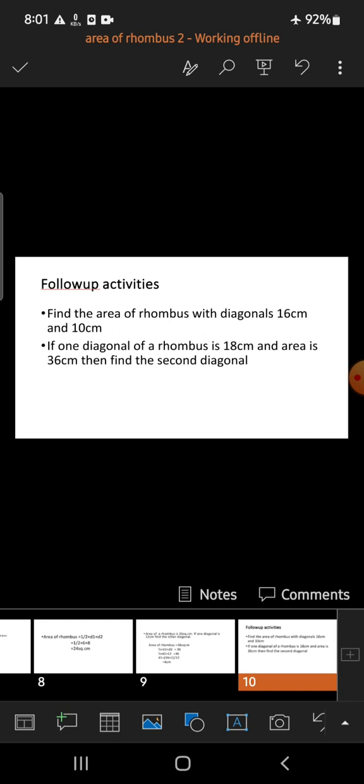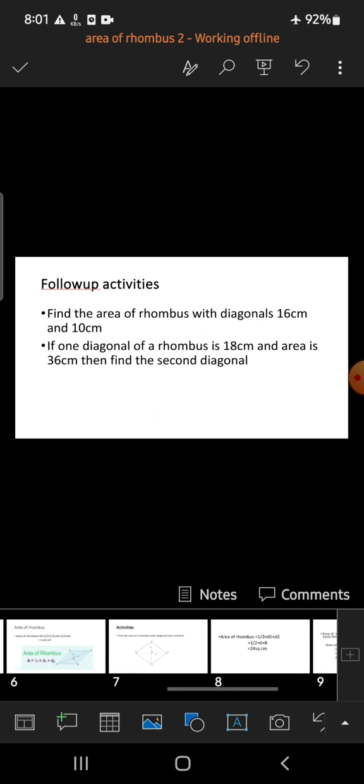That is, here we find out how we can find the area of rhombus. That is, the area of rhombus will be half the product of the diagonals d1 and d2. That is half of d1 and d2.